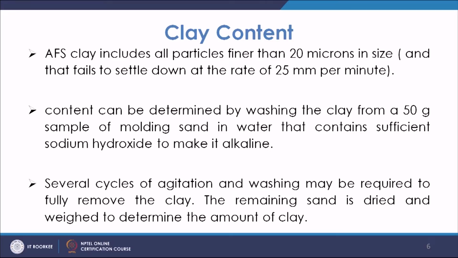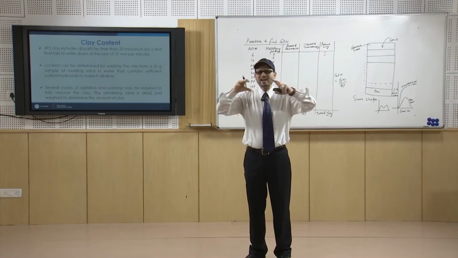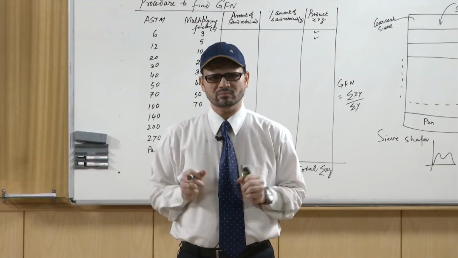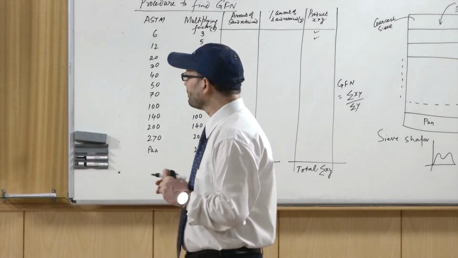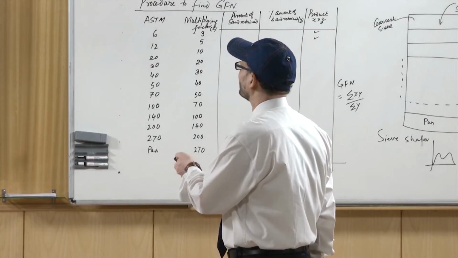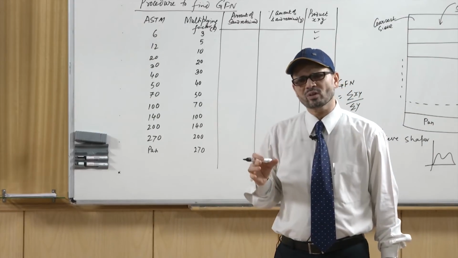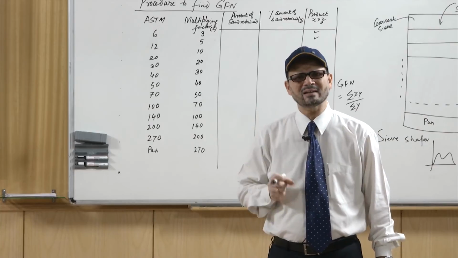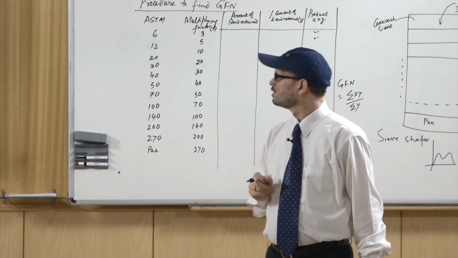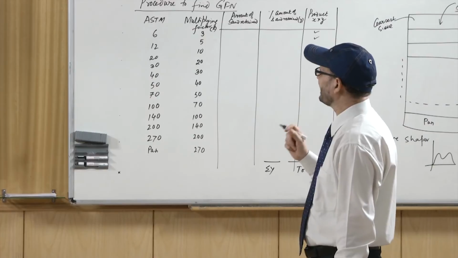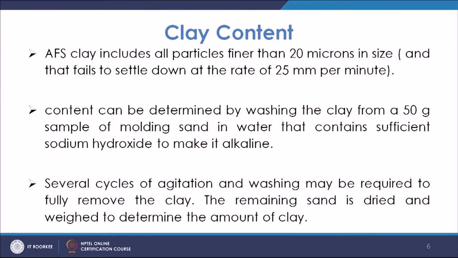Now, another definition which is true for the clay is that it fails to settle down at the rate of 25 mm per minute. So, basically if you try to suspend them in water, it is not even able to settle down at the rate of 25 mm per minute. So, this concept is used to find the clay content in molding sand. So, for that there is a test, and that test is like this.